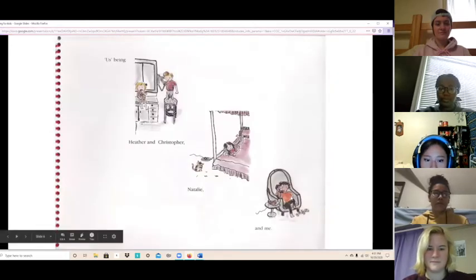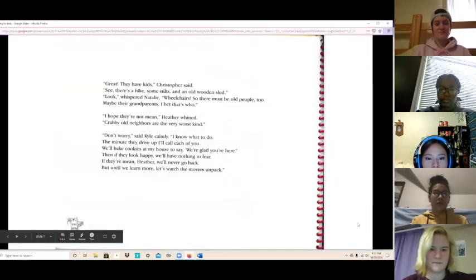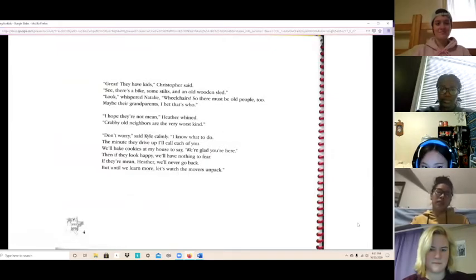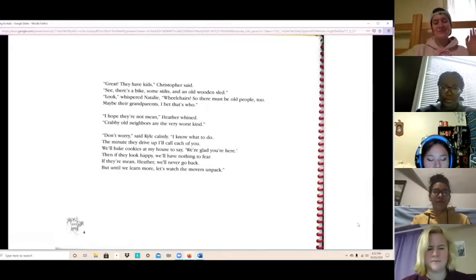Us being Heather and Christopher, Natalie, and me. Great, they have kids, Christopher said. See, there's a bike, some stilts, and an old wooden sled. Look, whispered Natalie, wheelchairs. So there must be old people too. Maybe their grandparents. I bet that's who. I hope they're not mean, Heather whined. Crabby old neighbors are the worst kind. Don't worry, said Kyle calmly. I know what to do.